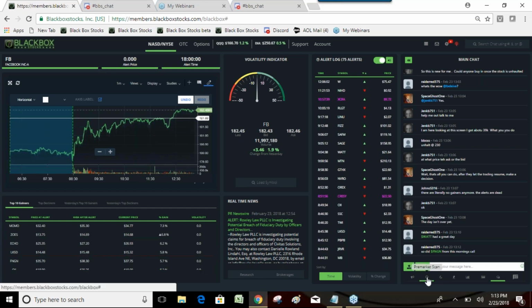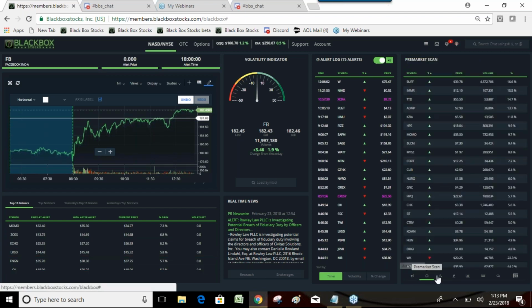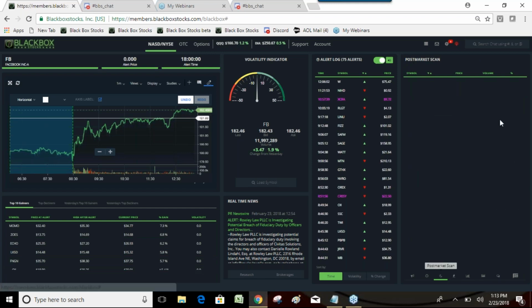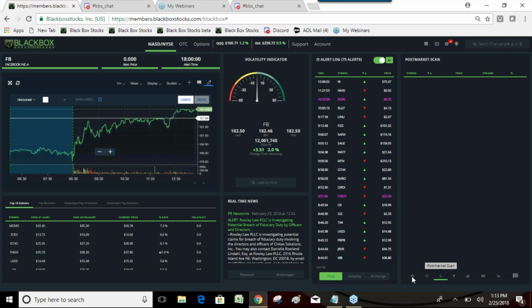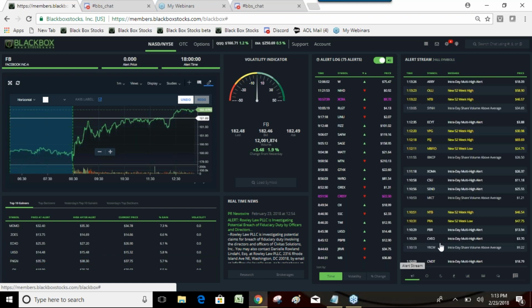So we have all kinds of scanners. The pre-market scanner tells us what's going on. This right here is the post-market scanner. As soon as the market closes, this populates your top 20 most active after hours, 20 up, 20 down, and it's lightning fast. It's only volume after hours too. I need to get a video of that at some point. Actually, I may do that today.